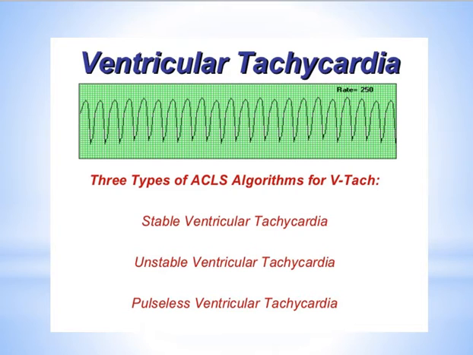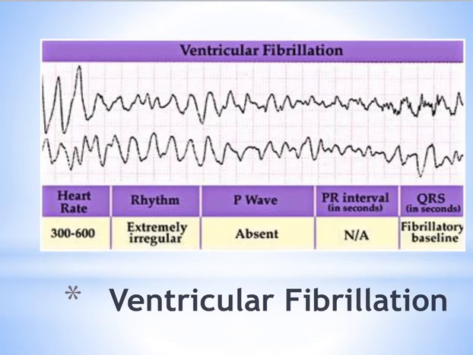Just a word about amiodarone. It's an antiarrhythmic medication. It is used to help keep the heart beating in people that have life-threatening heart dysrhythmias. It can be used to treat ventricular tachycardia or ventricular fibrillation, which is what we're going to talk about next.